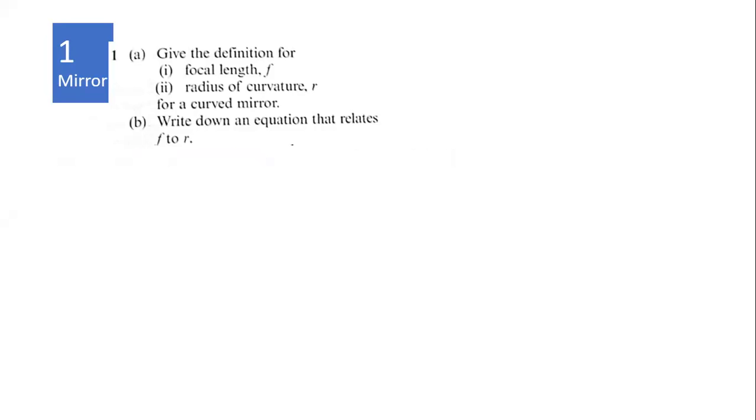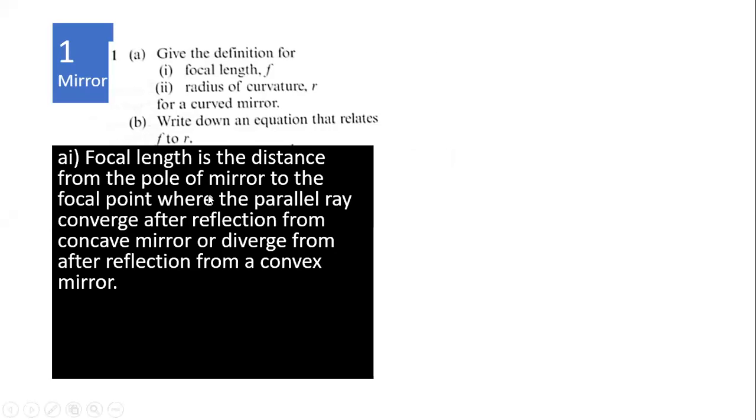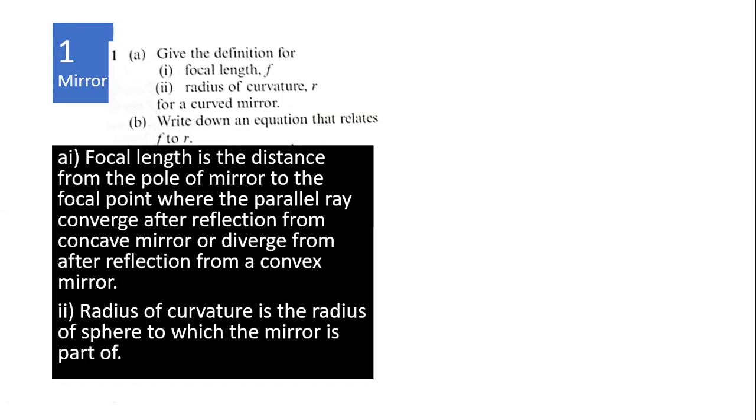Focal length is the distance from the pole of the mirror to the focal point where the rays converge after reflection from a concave mirror, or diverge after reflection from a convex mirror. Then radius of curvature, write down. The radius of curvature is the radius of a sphere to which the mirror is part of.